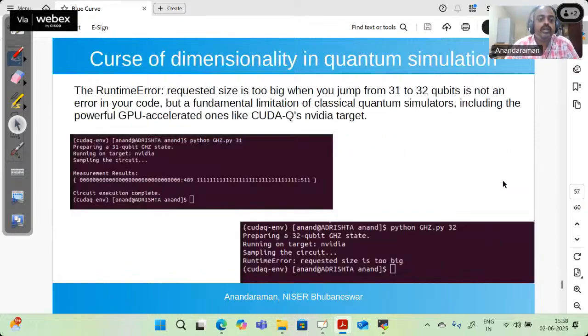So, curse of dimensionality in quantum simulation. The runtime error "required size is too big" when you jump from 31 to 32 qubits is not an error in your code, but the fundamental limitation of classical quantum simulators, including the powerful GPU accelerated one like CUDA-Q, NVIDIA target.